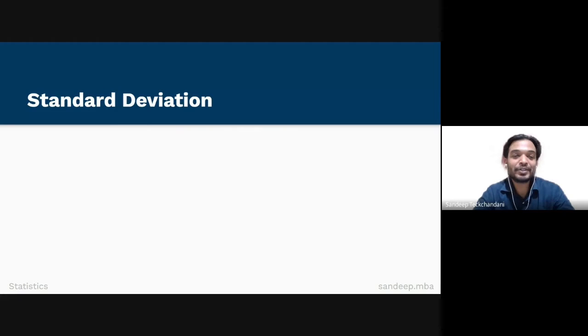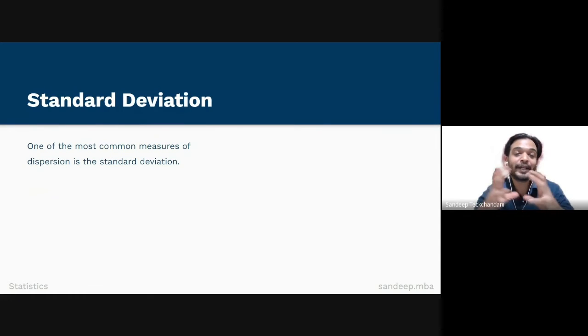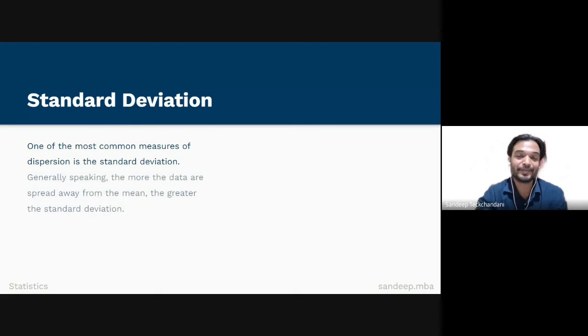In this slide, we will study standard deviation. One of the most common measures of dispersion is the standard deviation. Generally speaking, the more the data are spread away from the mean, the greater the standard deviation.